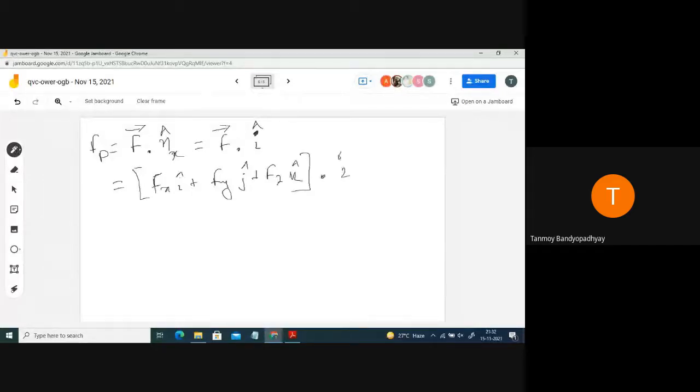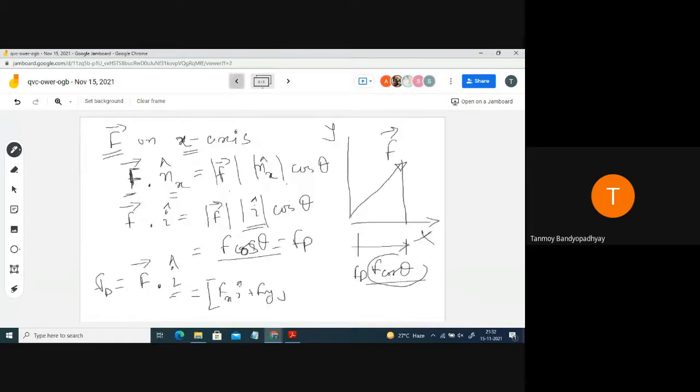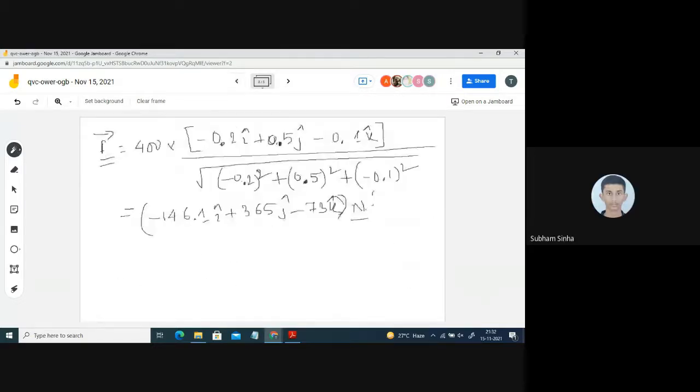So what should I be getting? I should be getting only fx, because other terms will cancel out. When you do j cap dot i cap, that will cancel out, k cap dot i cap, that will cancel out. So only you will be getting fx. Whatever fx component we have got, that is our answer. So what was fx that we got? fx was this one, that is minus 46 Newton.